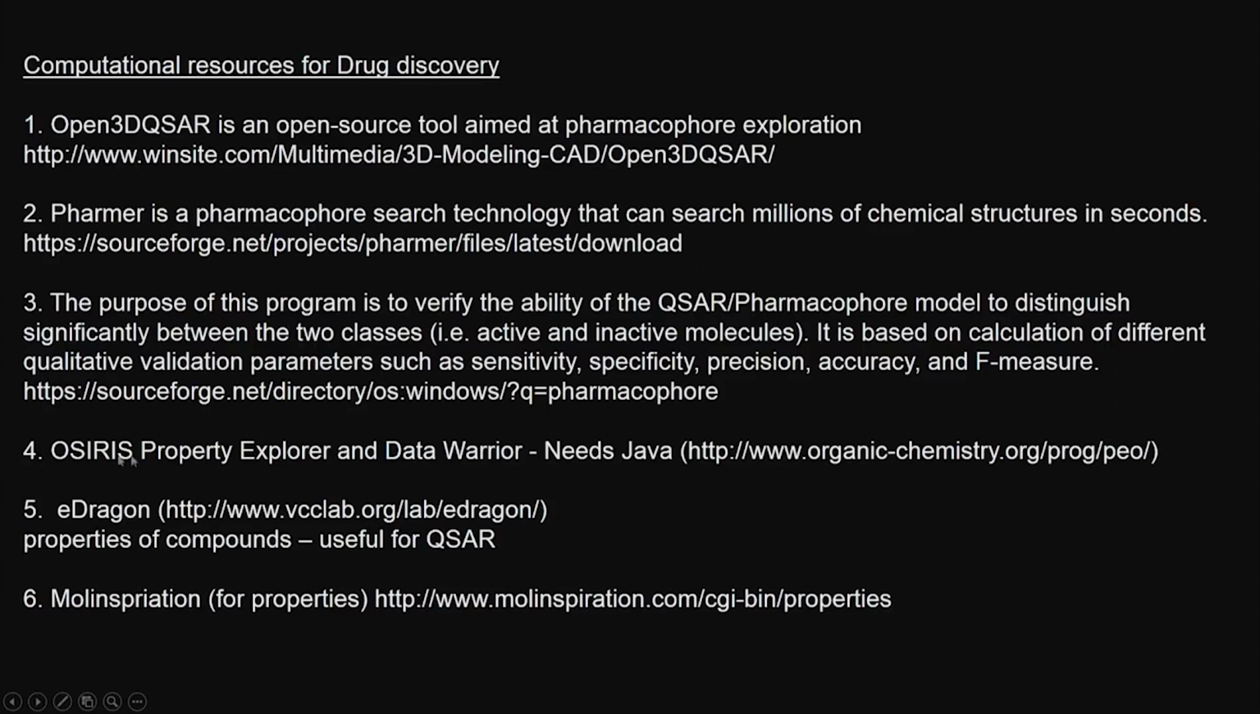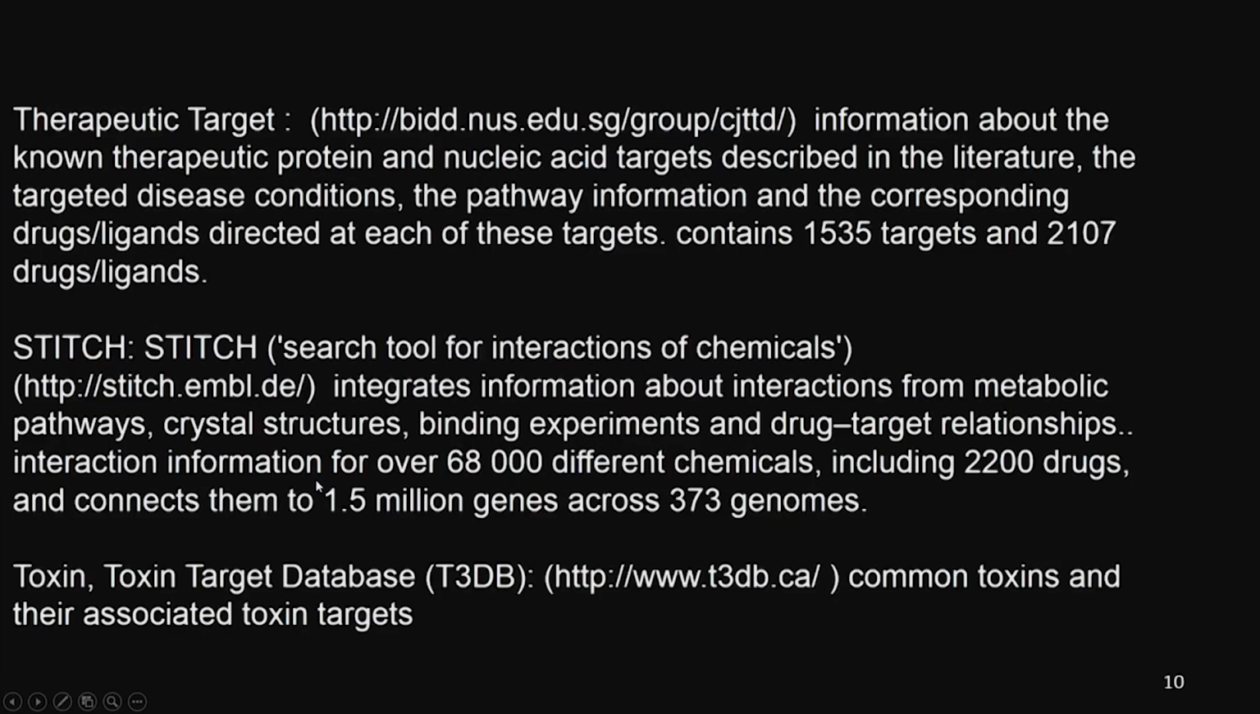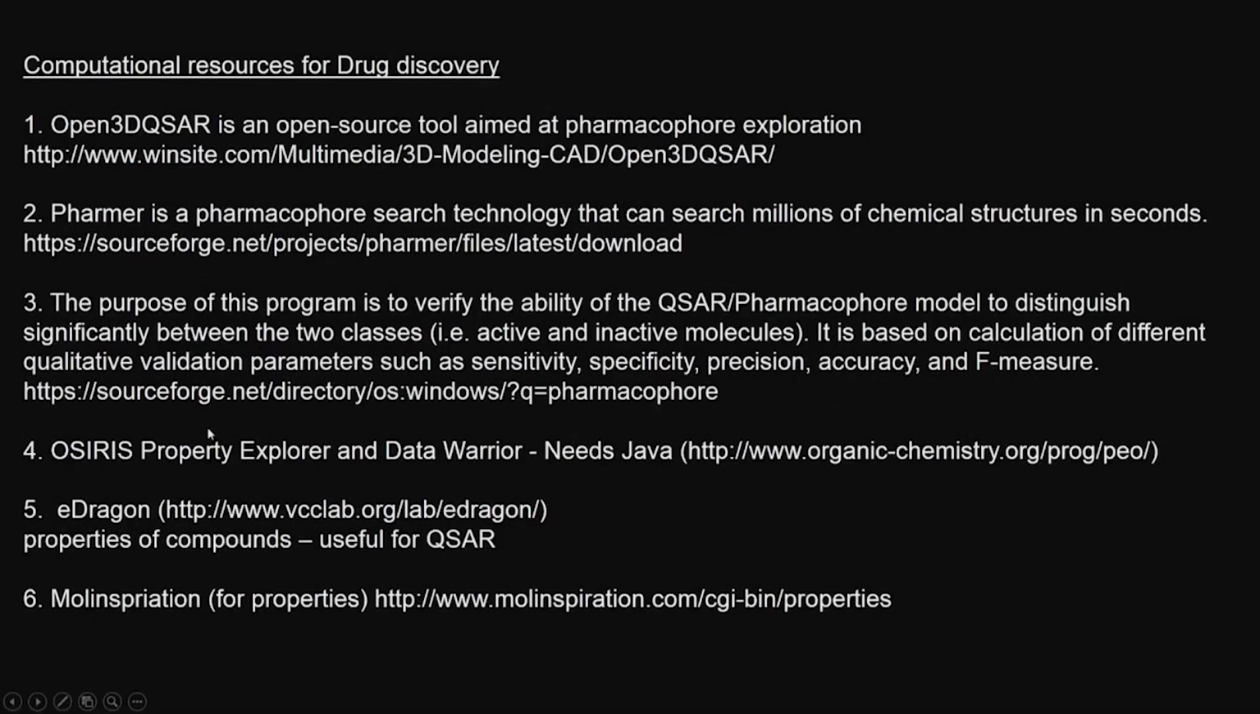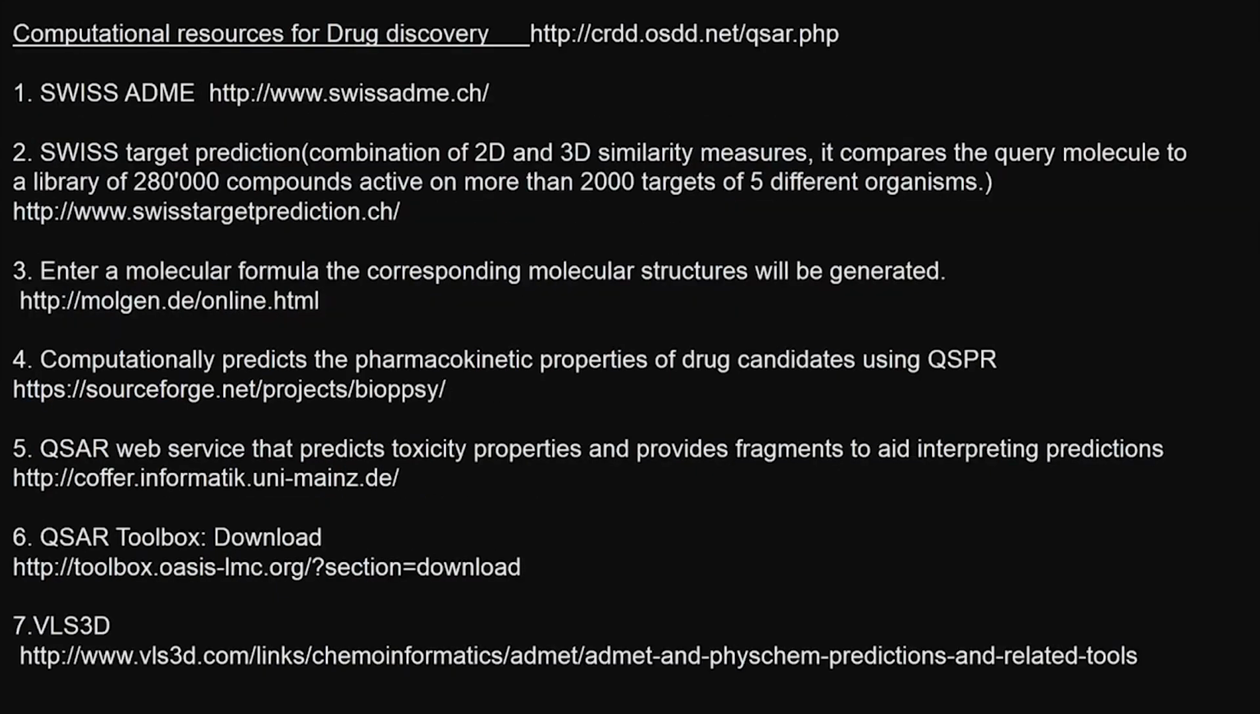Then we have a property prediction, Osiris. Then we have another properties prediction that is called eDragon, and there is another software for property prediction that is called Molinspiration. So you see a lot of softwares available, and during the course I am also going to use many of these softwares, and I am going to demo to you people how to use some of them based on my experience and so on actually.